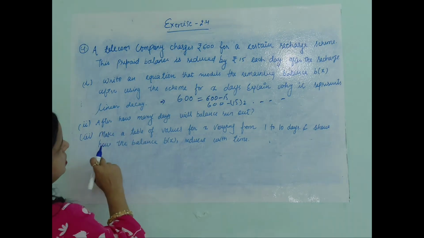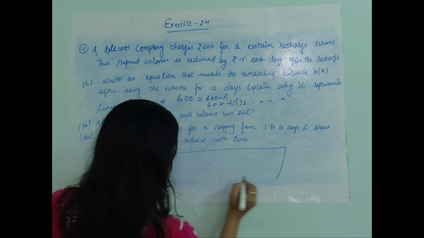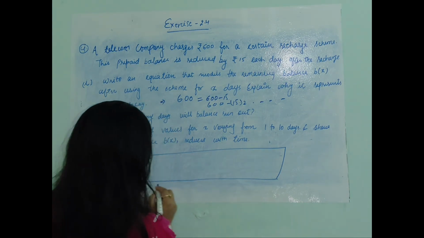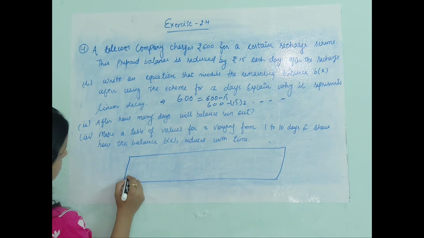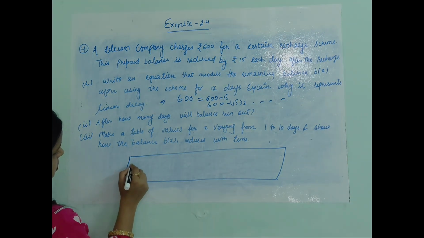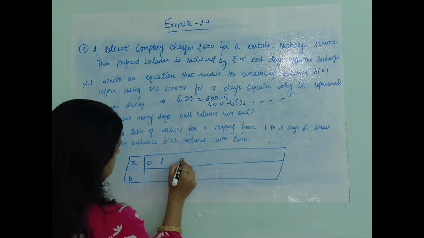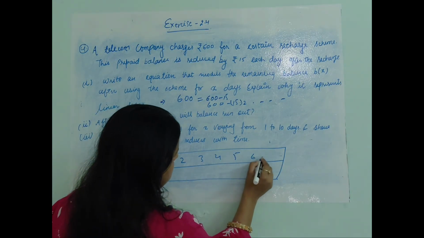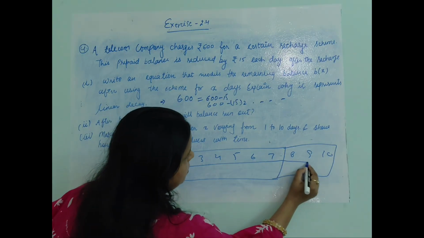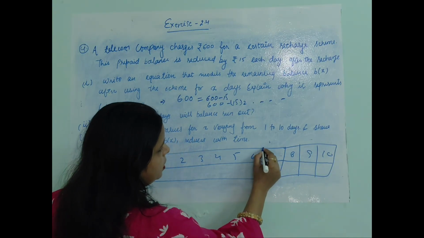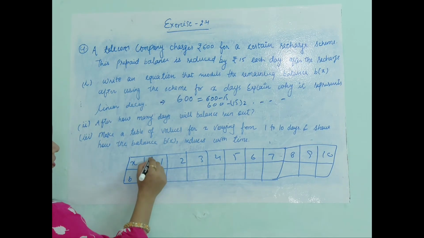So let's make a table since we have to create the table also. We have to create a table for 1 to 10 days. B is the balance, X is the number of days. So 0, 1, 2, 3, 4, 5, 6, 7, 8, 9, 10. It is again the same as question number 1. There it was linear growth, and here what is happening? It is decay. That means our equation has a minus, whereas there it was addition.